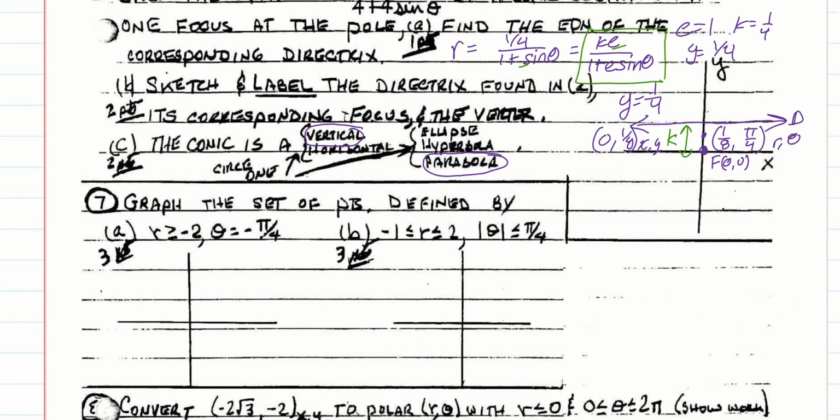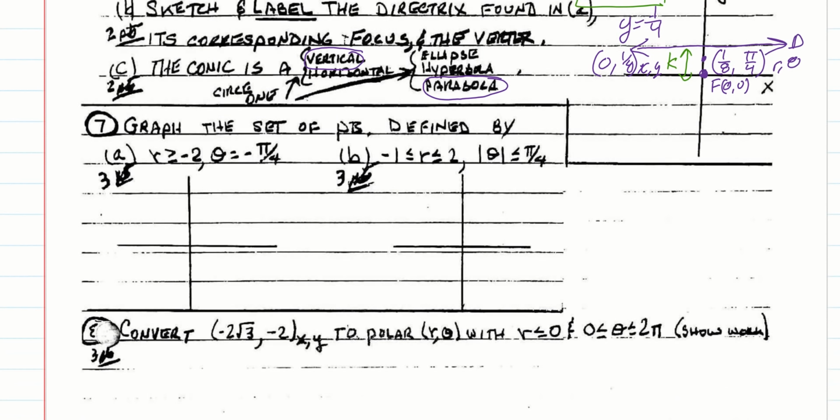All right, so next we have: graph the set of points defined by r is greater than -2, theta equals -pi/4. I always think of it, we need to look at r. So we know r is going to be greater than -2, so it's going to be going in the opposite direction of whatever our theta is. Because we start at -2, it'll just constantly increase.